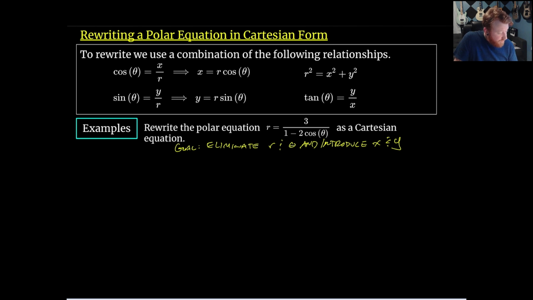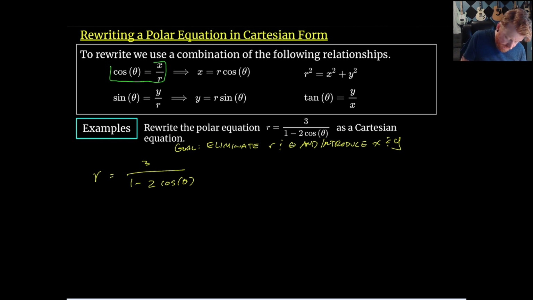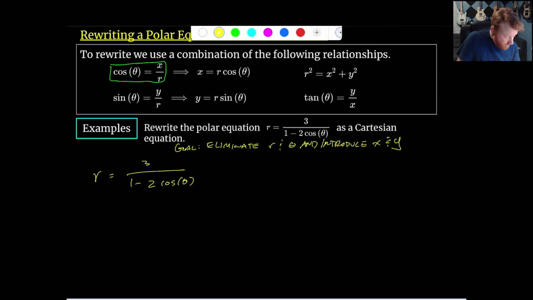Okay, here. So the first thing that I'm noticing is we have, so maybe just let me rewrite it. r equals 3 over 1 minus 2 cosine theta. I think the first thing that I want to do here, I know that there's both r and theta, but let's think about theta first. And I know that cosine theta is the same as x over r. So let me make that substitution first. And I will get that r is equal to 3 over 1 minus 2, and I'm rewriting cosine theta as x over r.